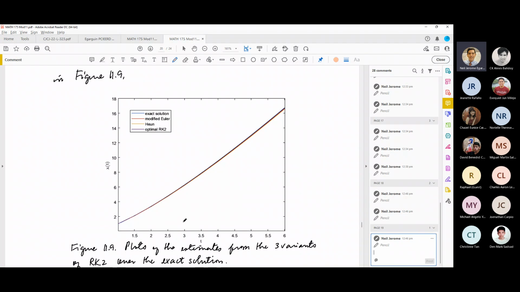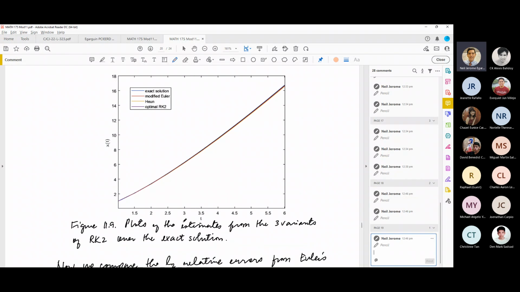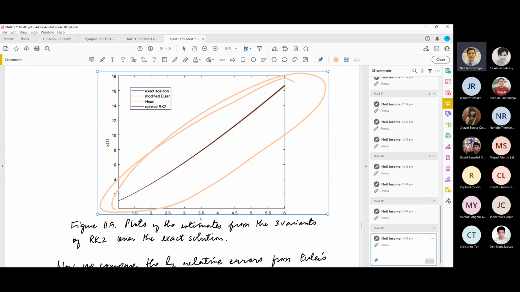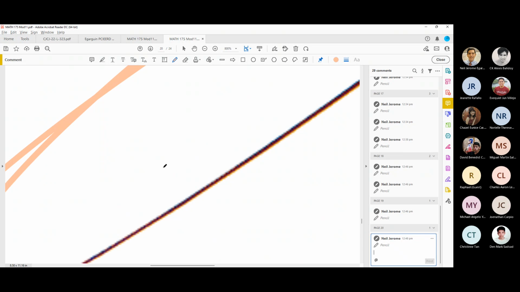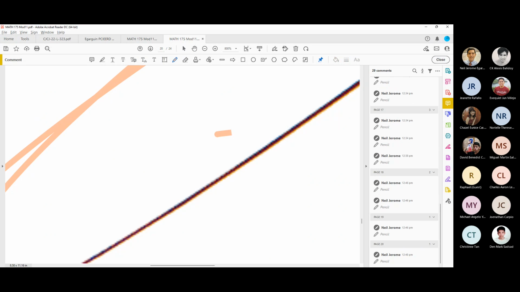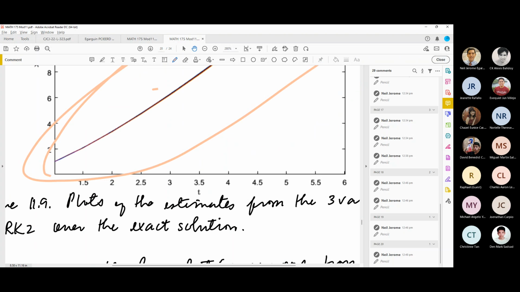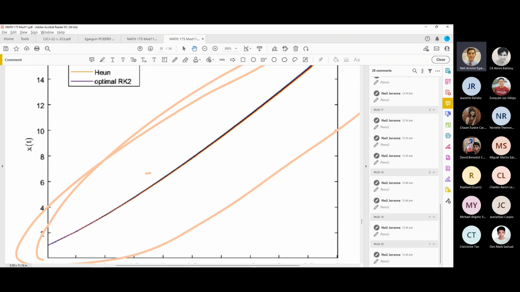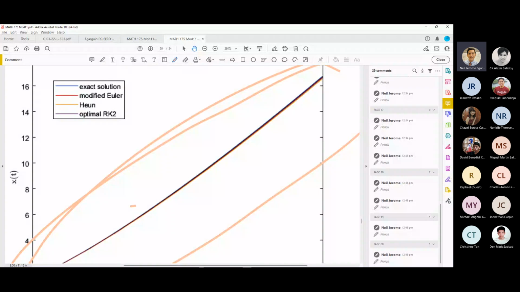Kasi syempre, ang hirap kasing basahin ng table, so nag-graph ako dito. Pinlot ko yung exact solution, together with the 3 curves that we obtained using the 3 methods. Tapos makikita nyo, halos nag-overlap na silang tatlo. Can I zoom in? Yan, kahit mag-zoom in ako dyan, halos, oops. Yan. Mahirap na makita, or alam natin na meron pa ring deviations, pero almost nag-overlap na silang tatlo. Okay?